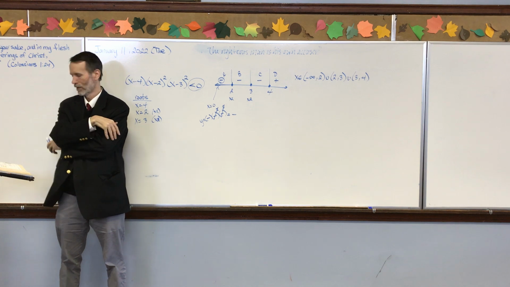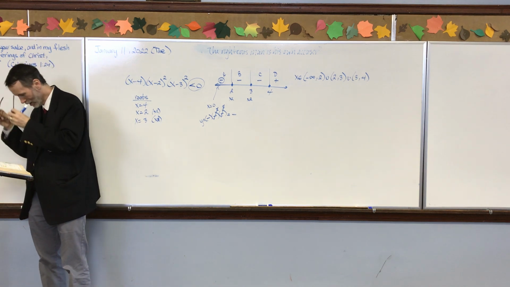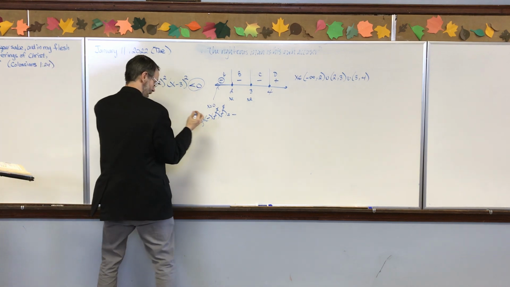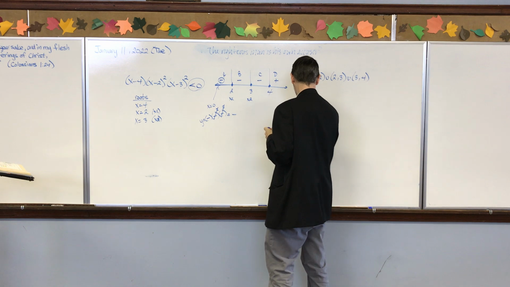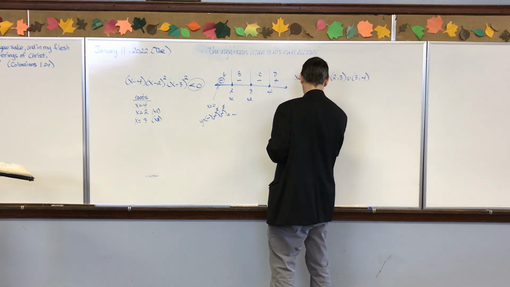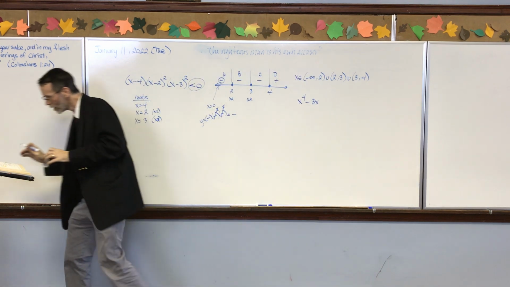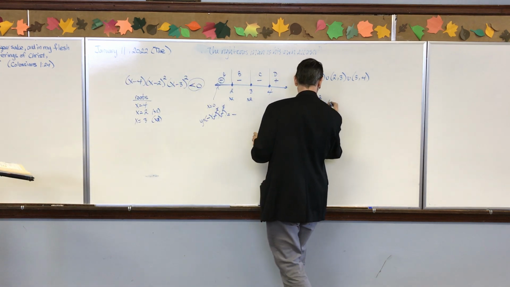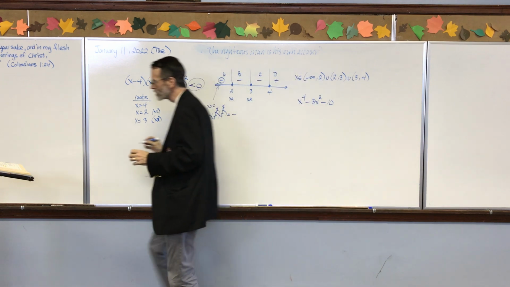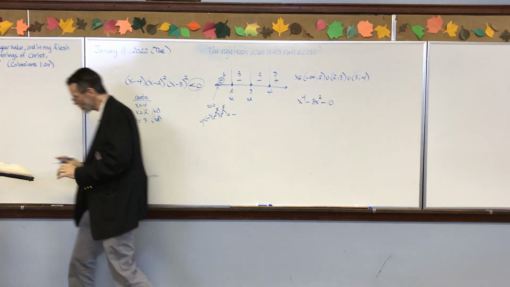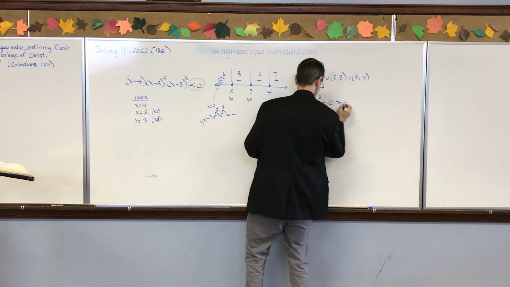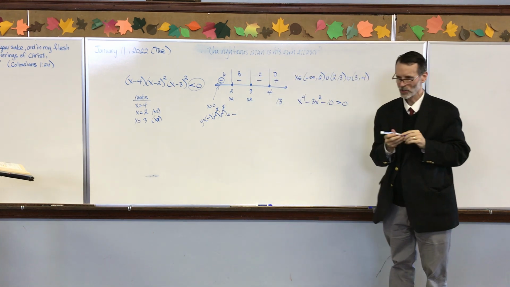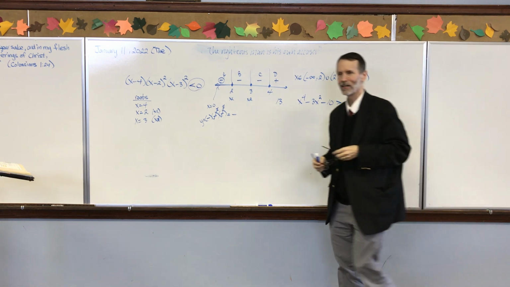Yeah. 13. X to the 4th minus 3x squared minus 10. And is that greater than 0? Okay. This is number 13. Question. Does this factor?